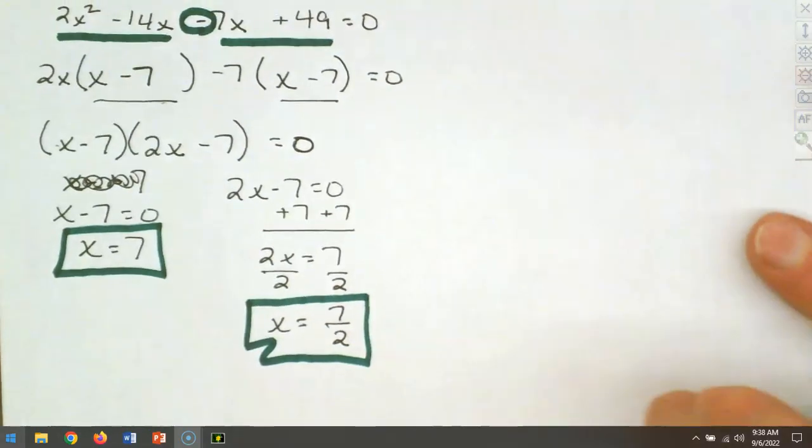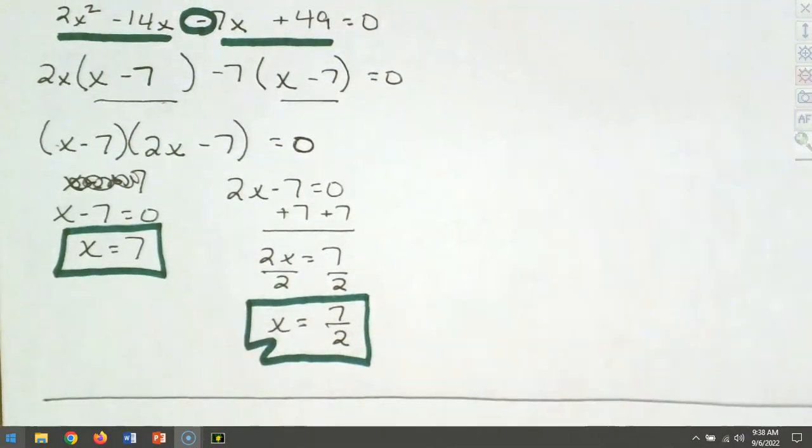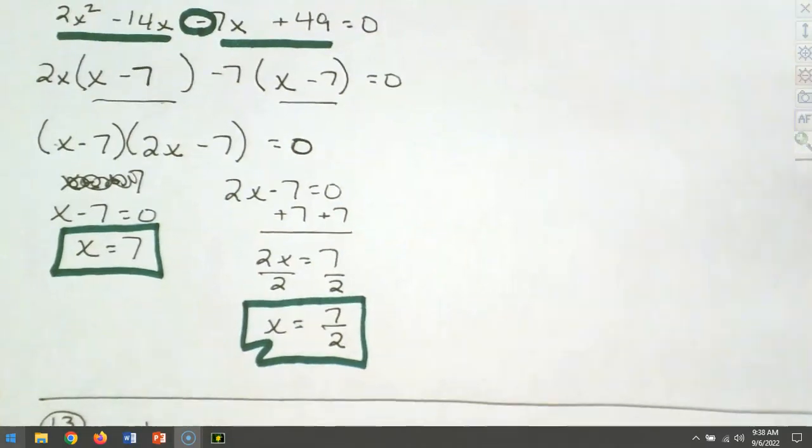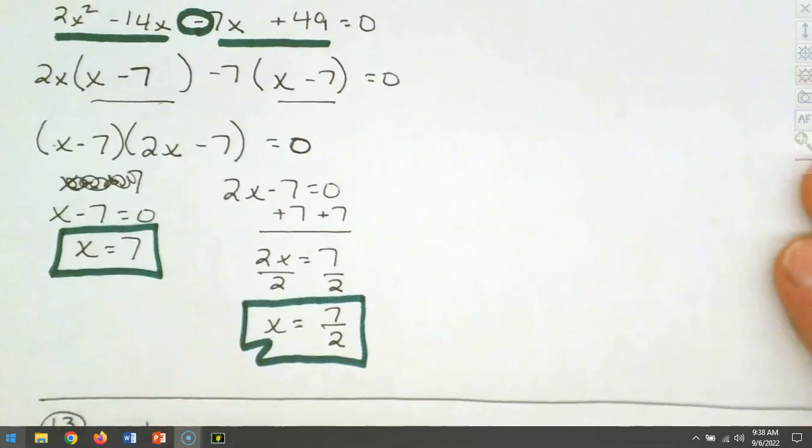Someone asked about 13, which is using the quadratic formula. Now, I made these multiple choice just so you could get the answers to match up a little bit easier. This way you knew if you made a mistake. So we've got 4/9 x squared minus 3/4 x equals a negative 1.